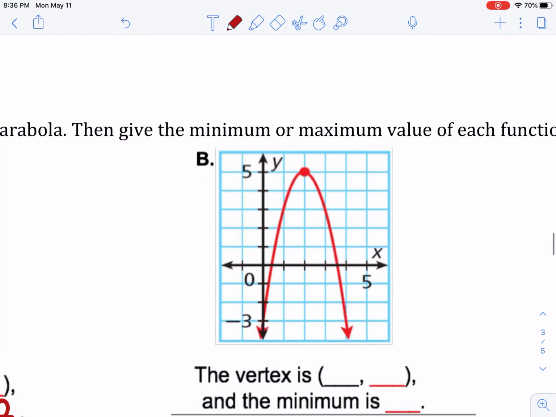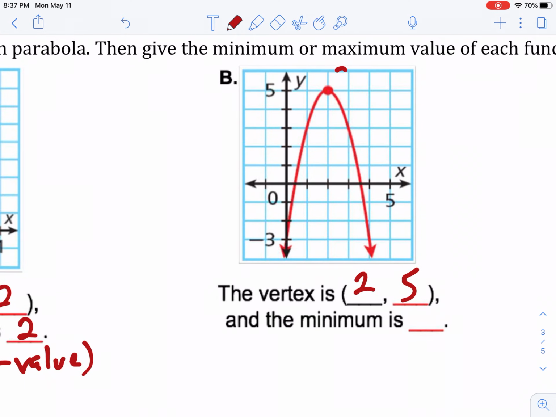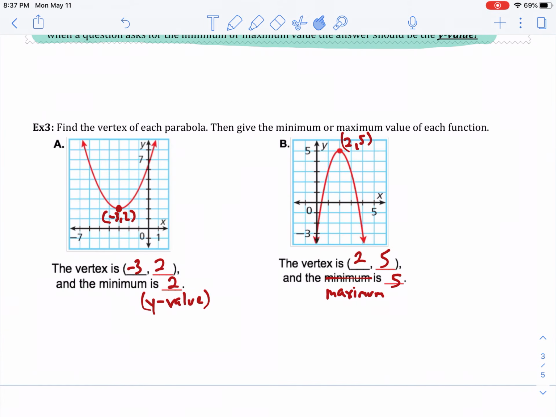So this vertex is what, 2, 5? And this is a max, right? Because it's at the top. So this is actually a typo. This should say maximum is 5. You're just rewriting the y value. It wants to know what the y value is there.